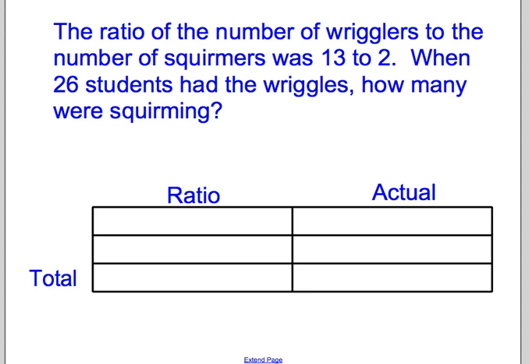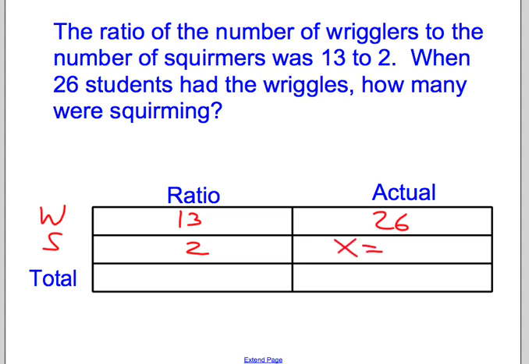Let's try this. The ratio of the number of wrigglers to the number of squirmers. So I'm going to label those wrigglers, squirmers. 13 to 2. So I'm just going to put them in that exact same order. When 26 students had the wriggles, so that's the actual amount, how many were squirming? That's this.